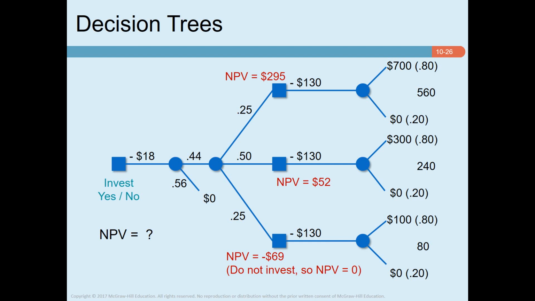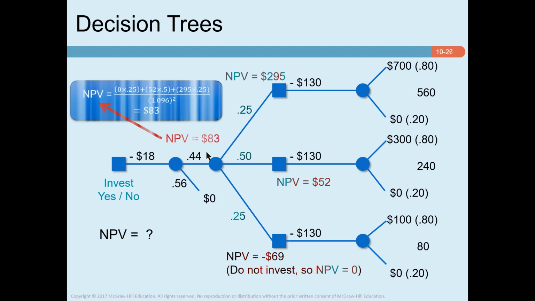Now calculate the NPV at the initial investment decision of the phase 2 trials. The payoff 2 years later depends on whether the drug delivers on the upside, most likely, or downside. A 25% chance of NPV 295 million, 50% chance of NPV 52 million, and 25% chance of cancellation, that means NPV is 0. These NPVs are achieved only if the phase 2 trials are successful. Okay, that means there is a 44% chance that it will be successful and a 56% chance that it will be a failure, and your initial investment is $18 million. Considering this, if you calculate, you see that your NPV will be 83 million.